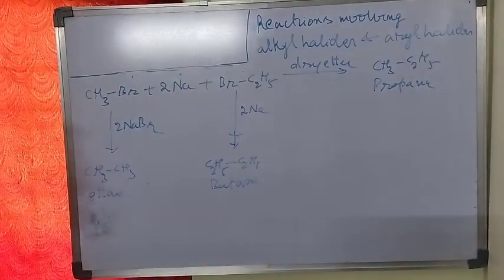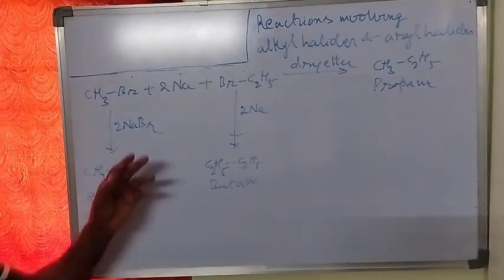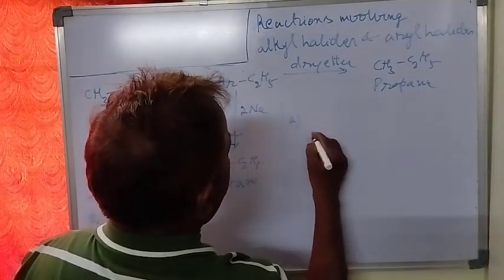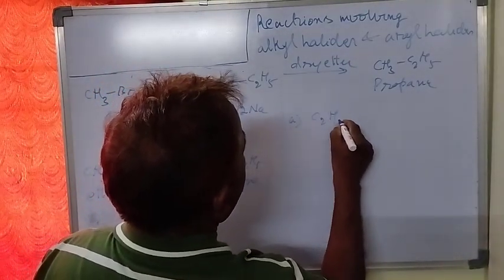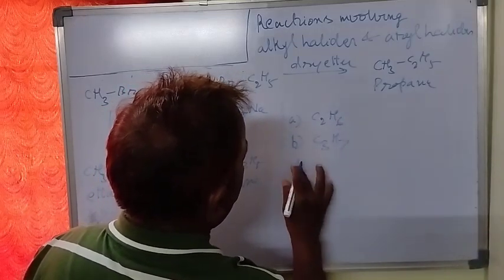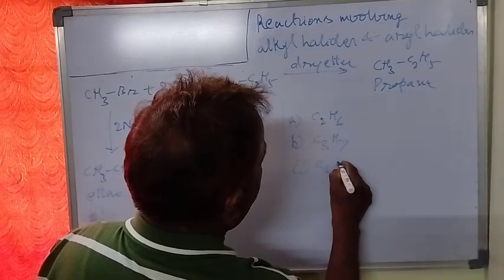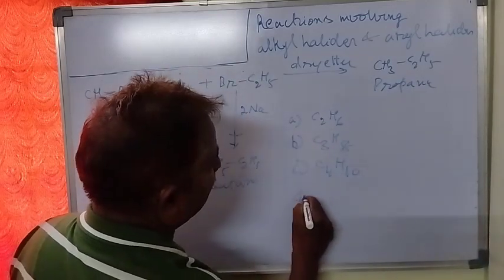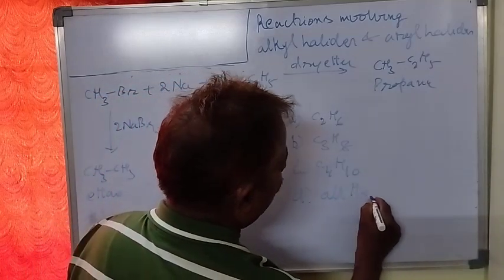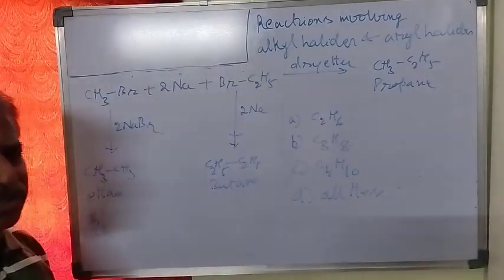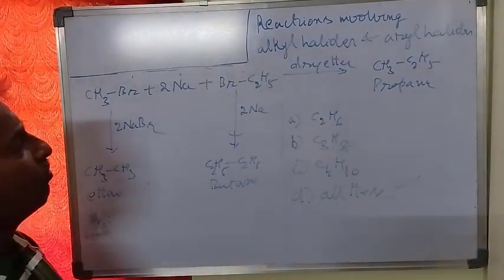So the question may be asked in this manner: what are the products obtained in this reaction? The answers may be given as A, C2H6; B, C3H8; C, C4H10; D, all these. So what is the answer? All these substances are formed in this reaction, that is the Wurtz reaction.